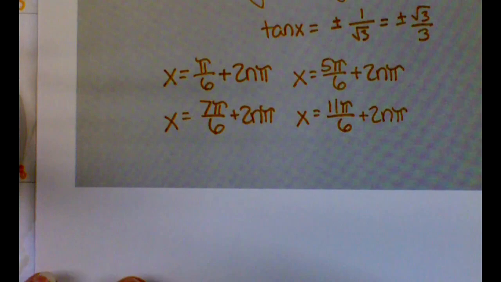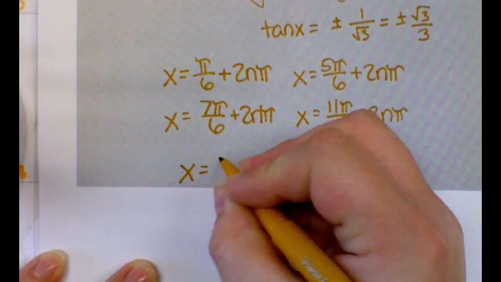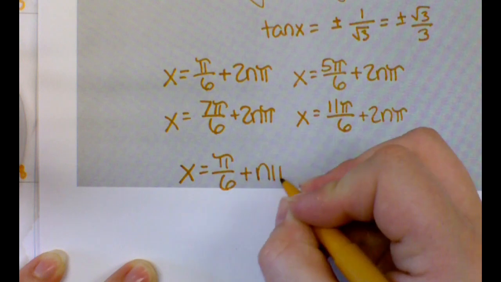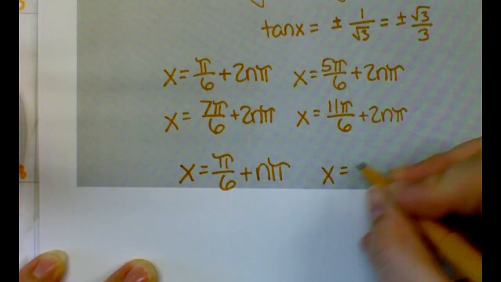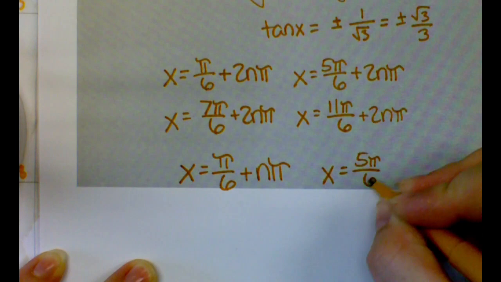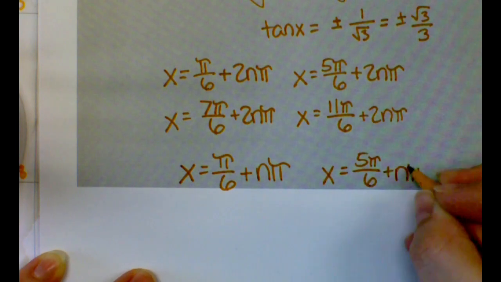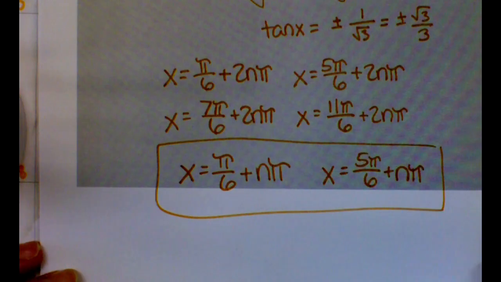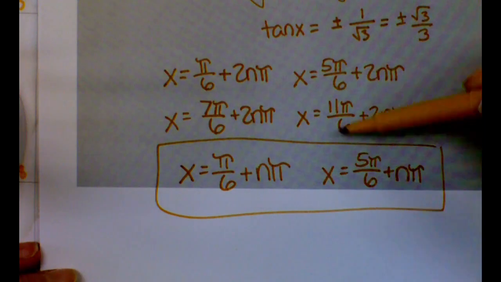Really, with tangent, instead of doing plus 2n pi, I can actually just go plus n pi and only worry about the first 2 solutions I get. I wouldn't take off points if you gave me all 4, but if you have the 2n pi's, you need all 4.